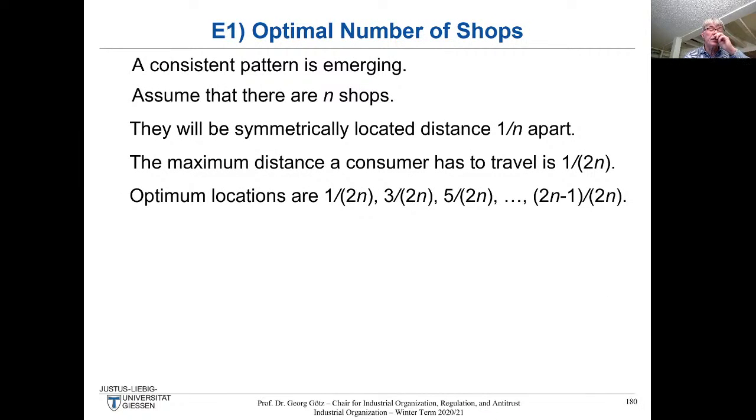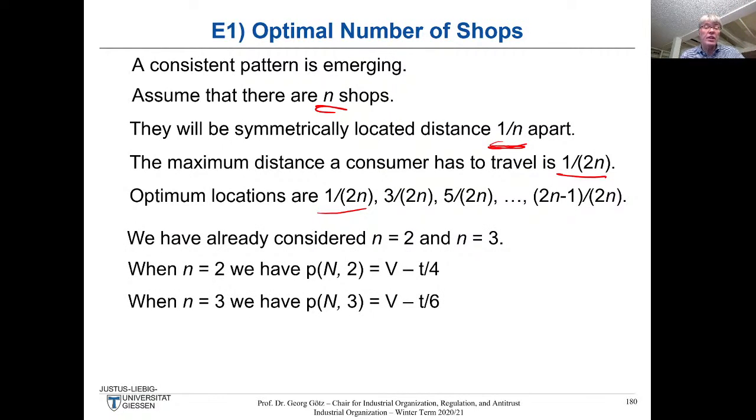And now that's what we state, a consistent pattern emerges. Assume we have n shops right now. Of course, they will be symmetrically located at a distance of 1/n from each other. And we start at 1 over 2n. And the maximum distance a consumer has to travel is 1 over 2n. Remember, in the case of 3 shops, it was 1 over 6. Okay, and the optimum locations, that's what I already told you. And that was 1/6, 3/6, and 5/6 in this case. So that's what we already had.